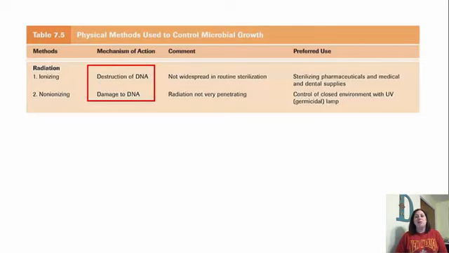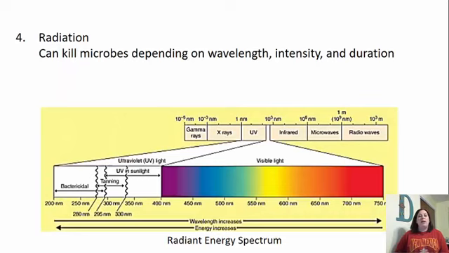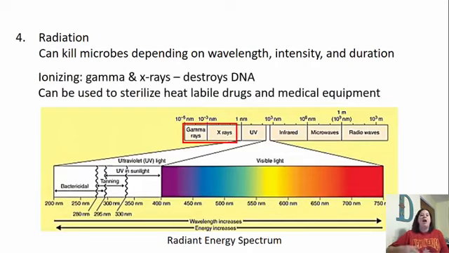That's one reason it's not used widely, but it is used to control closed environments with UV lamps, and this is more germicidal, to kill the germs that are present. With radiation, it can kill microbes depending on the wavelength, the intensity, and the duration of exposure. Ionizing radiation has the higher intensity and the shorter wavelength. These include the gamma rays and the X-rays.